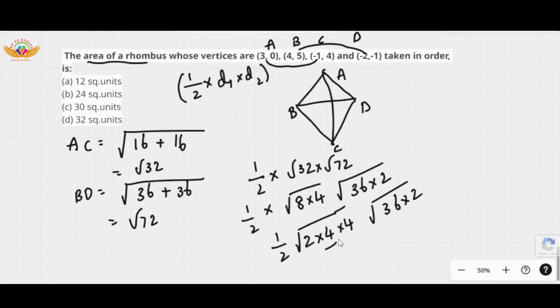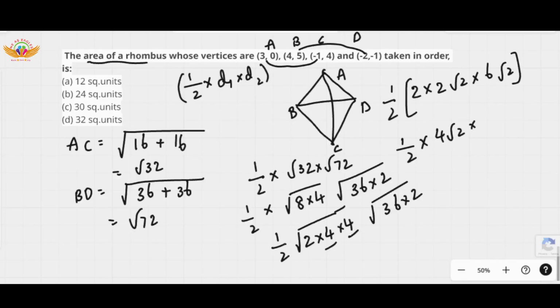So root 4 is 2, root 4 is 2. I am going to send 2 out, root 2. Here already 1 by 2 is there, into root 36 is 6, root 2. So it is 1 by 2 into 4 root 2 into 6 root 2. Root 2 into root 2 is 2. So 1 by 2 into 4 into 6 into 2. 2 cancels, 6 fours are 24. So 24 square units is the answer.